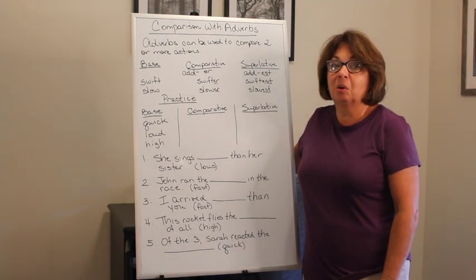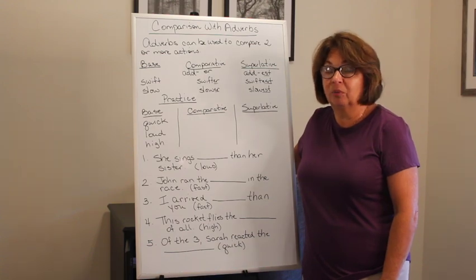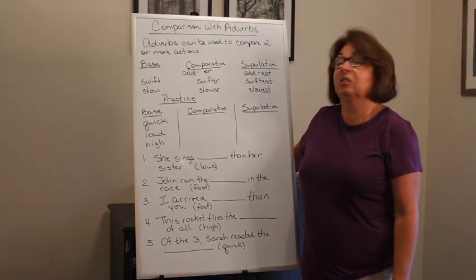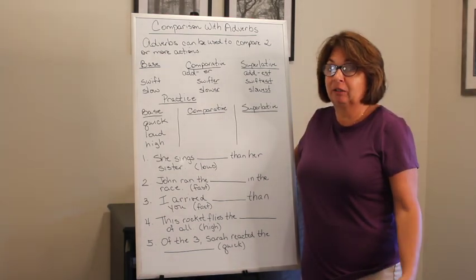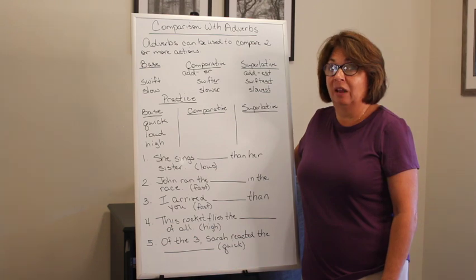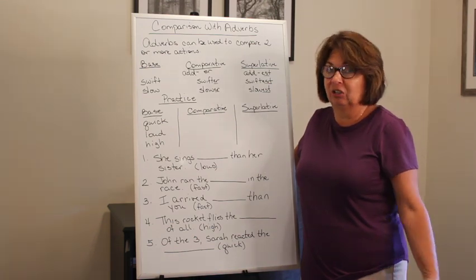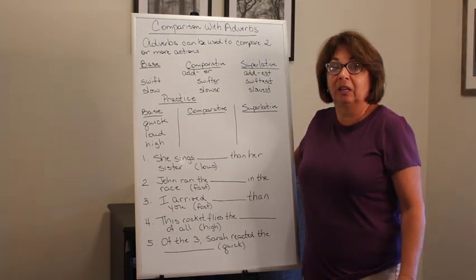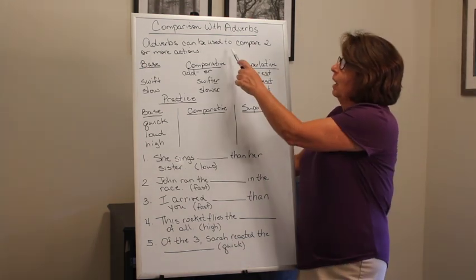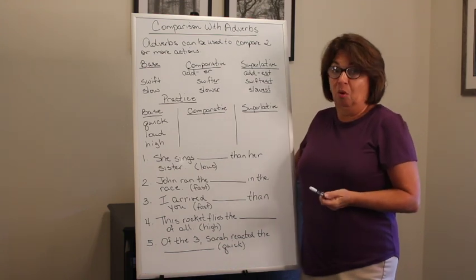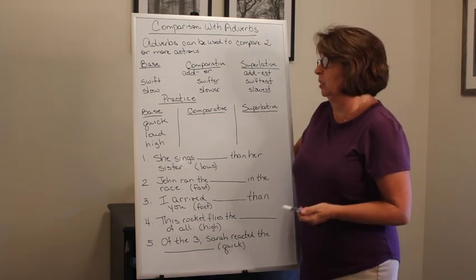Today we're going to continue our conversation about adverbs, but we're going to talk today about something called comparison of adverbs. When we compare two or more adverbs together, we have to change the ending of the word to make it comparative and superlative. So let's look at our chart. Adverbs can be used to compare two or more actions. Let's look at some samples.